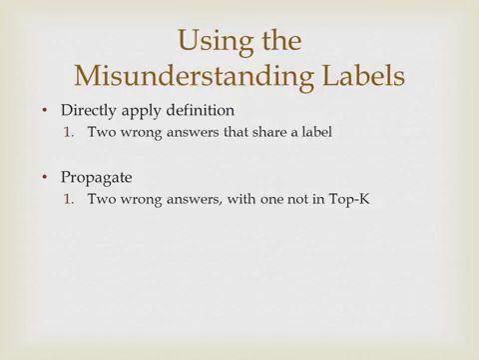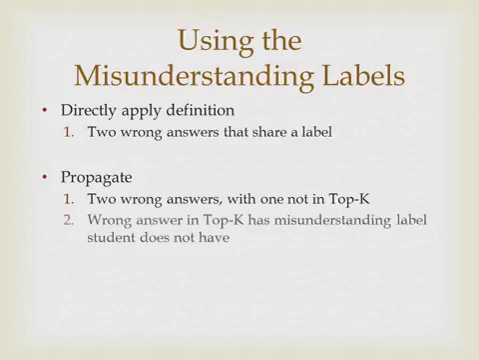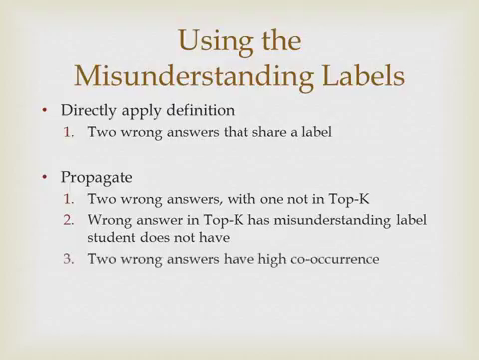First, the student has two wrong answers where one is not in the top k and therefore can have labels propagated to it. Second, the wrong answer in the top k has a misunderstanding label the student doesn't have. Finally, the two wrong answers have a high co-occurrence. A high co-occurrence means that many students in the cohort use both of these wrong answers.